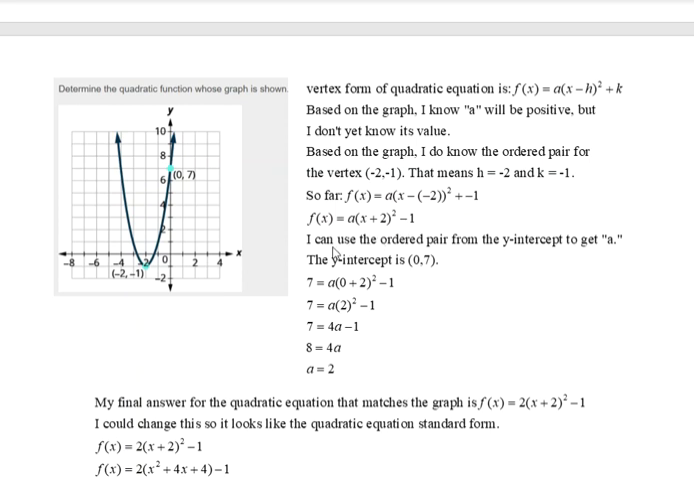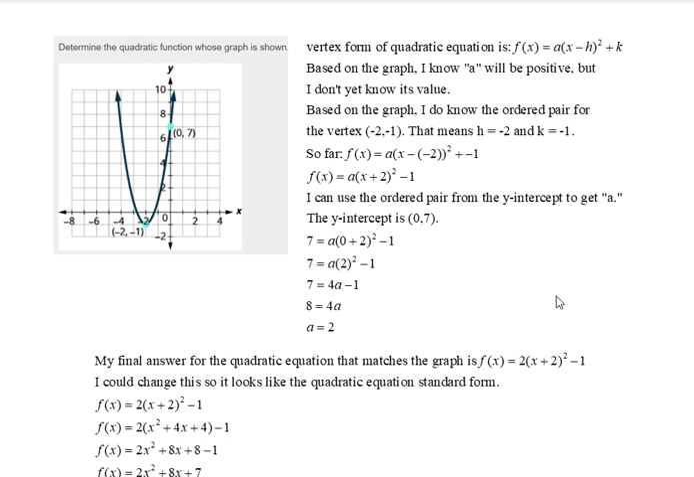Now, I need to get a. I need an ordered pair in order to figure out what a is going to be, and I can use the ordered pair from the graph that's shown right here. That's a nice sweet spot, and it happens to be the y-intercept, where the graph actually crosses the y-axis. The ordered pair for that is (0, 7). So I'm going to plug in 0 for x, and 7 for f of x. Then I do all that calculation, and I end up with a equal to 2.